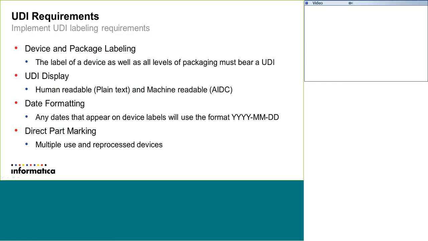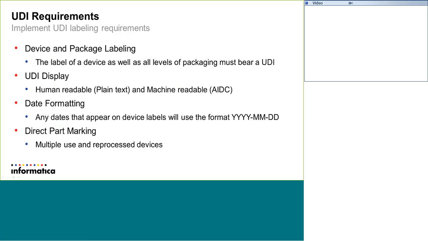The UDI labeling implementation should meet the following requirements. In terms of device and package labeling, the UDI is required to appear on the label of every medical device and every device package. More information about device package and levels of packaging, including package information examples, can be found in the FDA website. Each code will also need to appear in plain text, as well as at least one form of automatic identification and data capture technology, meaning a machine-readable format, such as barcode or radio frequency identification tag.